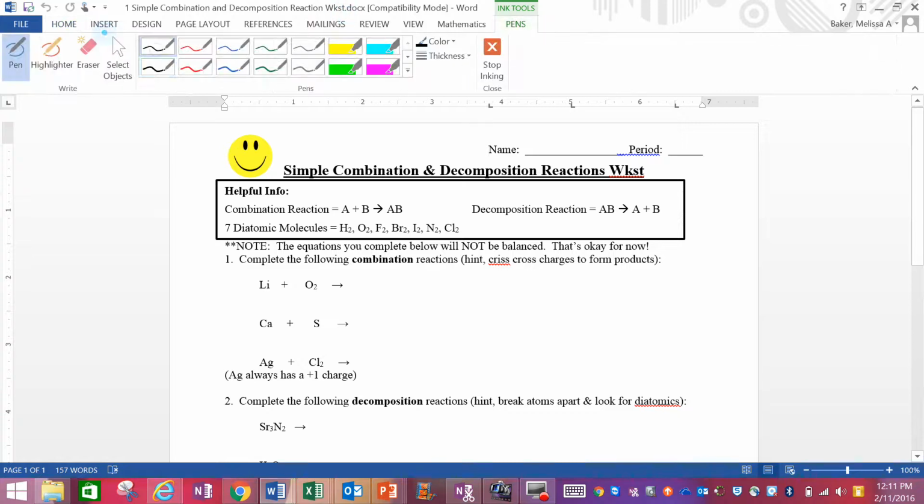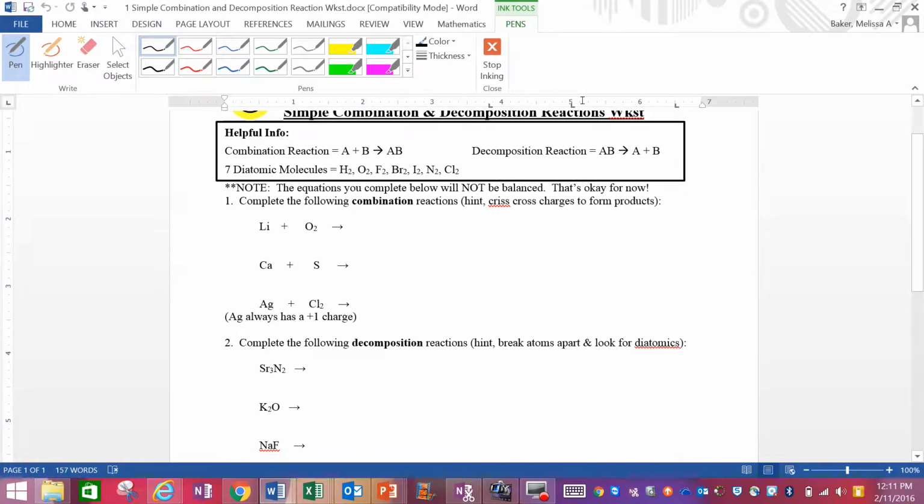All right, let's take a look at the decomposition and combination reactions worksheet. So to start us off, I want to remind you that there are 7 diatomic molecules. That means that all of those can't ever be alone. They can be combined with a different element, and so they'll have a different subscript, like a 3 for example, but they can't ever be alone. So if they're ever alone, you have to add a 2.